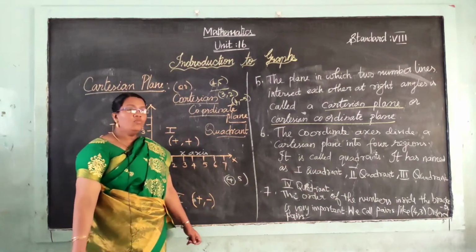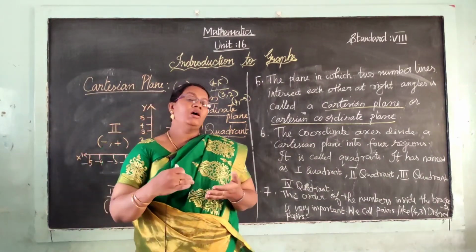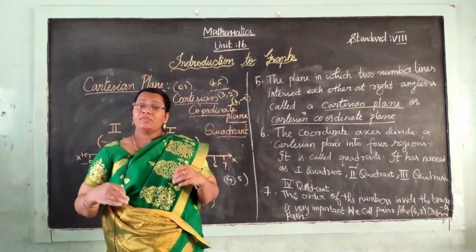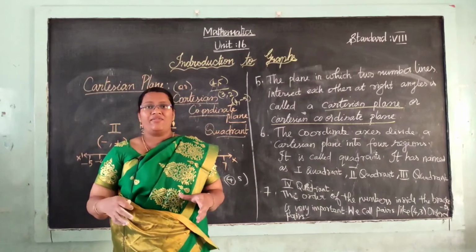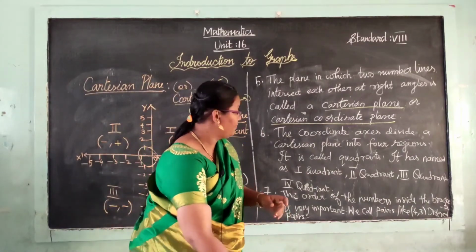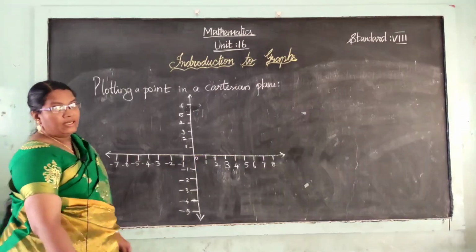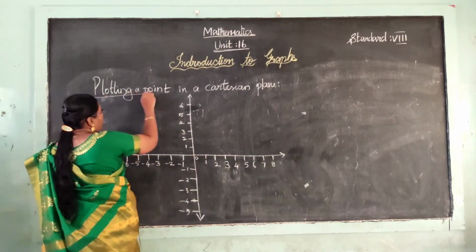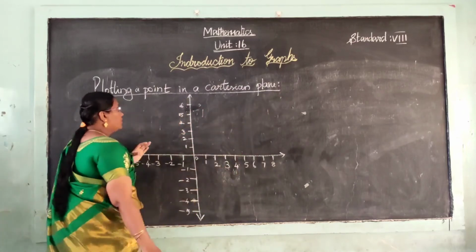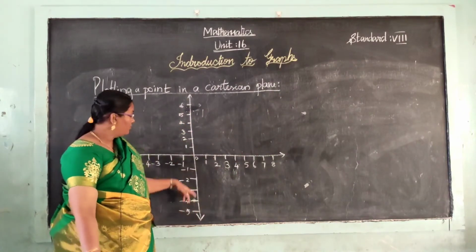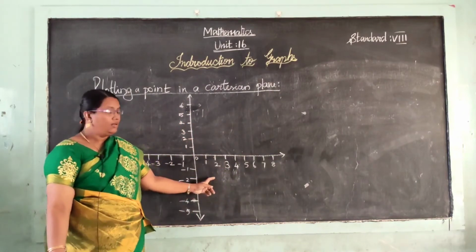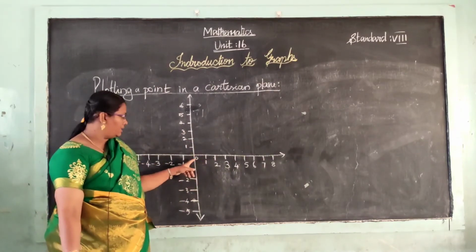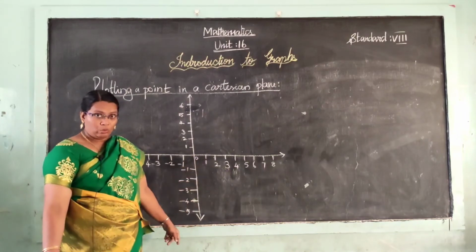Okay, that's it. Now move to the next concept: how to plot the coordinate points in a graph. Let us see. Next you will see plotting a point in a Cartesian plane. First we have to draw the vertical and horizontal number lines. The intersection of the two number lines is denoted by the origin O.